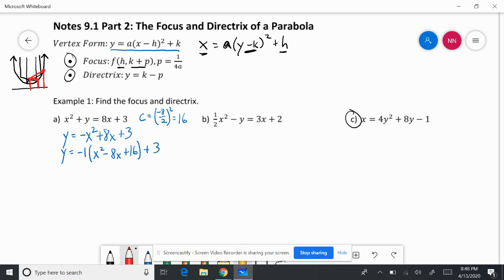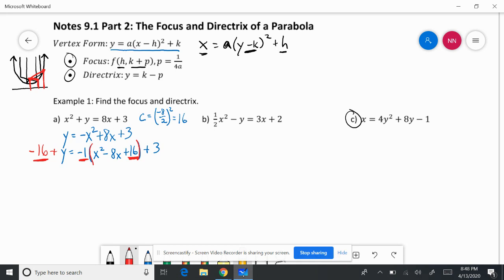Now I have a problem. What I did was I added a 16 on this side, so what I need to do is add a 16 on the other. But I'm actually going to add a negative 16. The reason why is because this is a 16, but it's in a parenthesis, and outside the parenthesis is a negative 1. Negative 1 times 16 is negative 16. And that's why I have a negative 16 on the left-hand side.